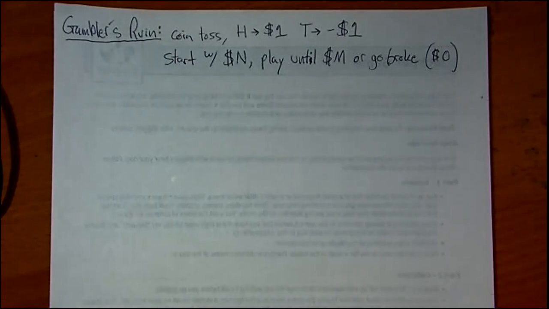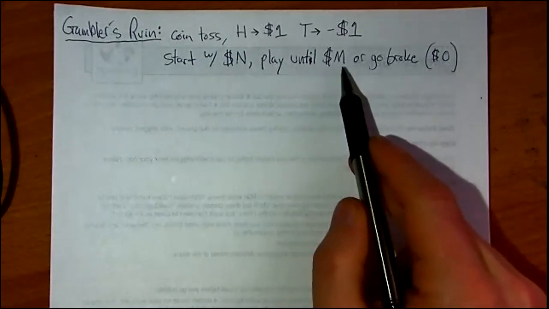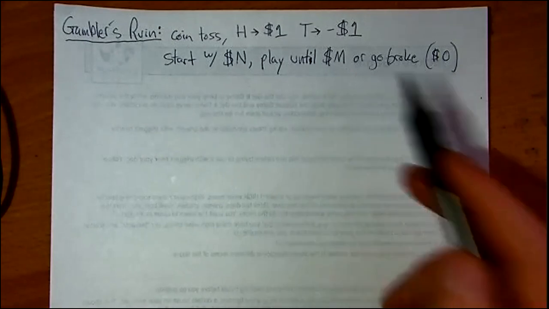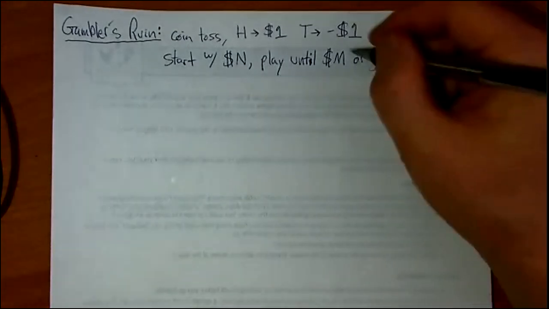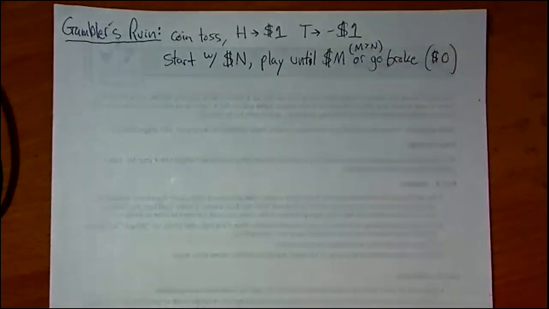So what do you guys think? How should we approach this? Any ideas? Yeah, we would assume M is greater than N, but it doesn't have to be, right? No, I guess it does have to be, because otherwise we would never go broke. If M is less than N, then we would stop before going broke. So yeah, we'll assume M is greater than N. Yeah, that's a good assumption. Thanks, Sean.